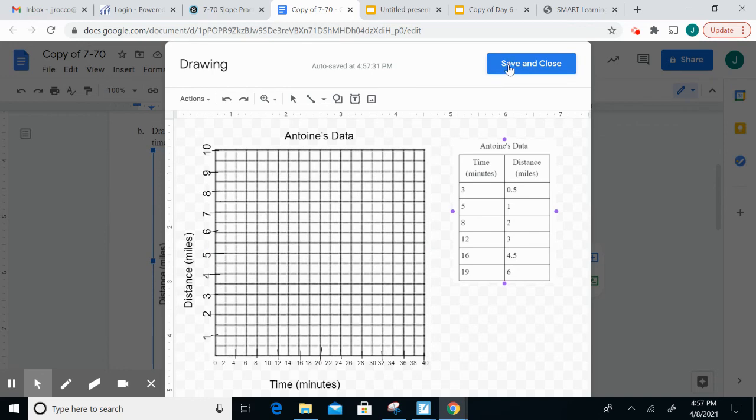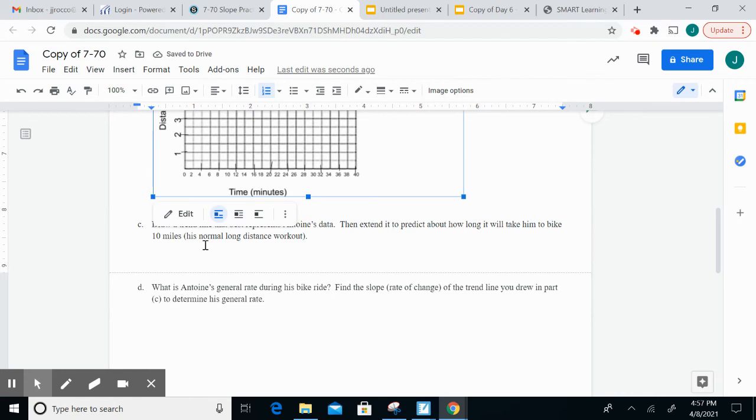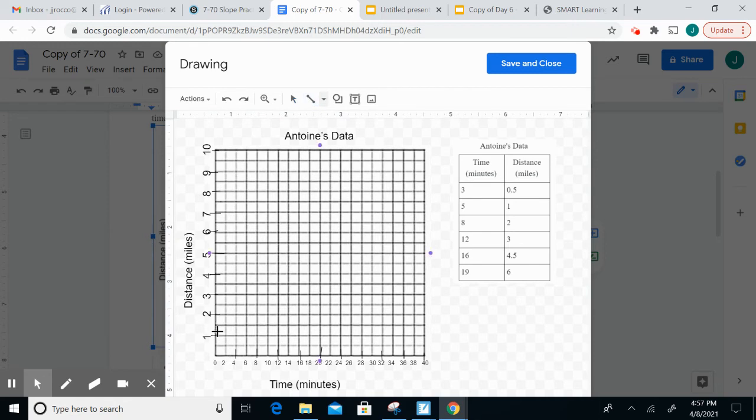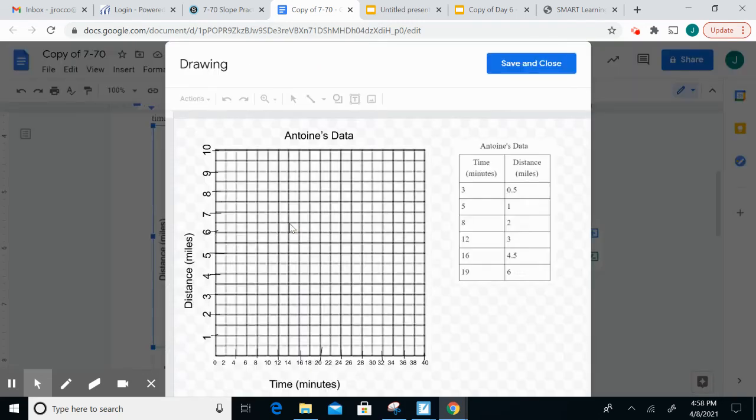And use that to predict, actually it says how long it'll take him to drive 10 miles. So whatever your trend line looks like, you're going to go to 10 miles and just follow it out, find the point, and figure out how long it'll take him, all right? So use that trend line to make a prediction. And then part D, what is his general rate? You drew a line, and so you can find the slope of that line however you need to.